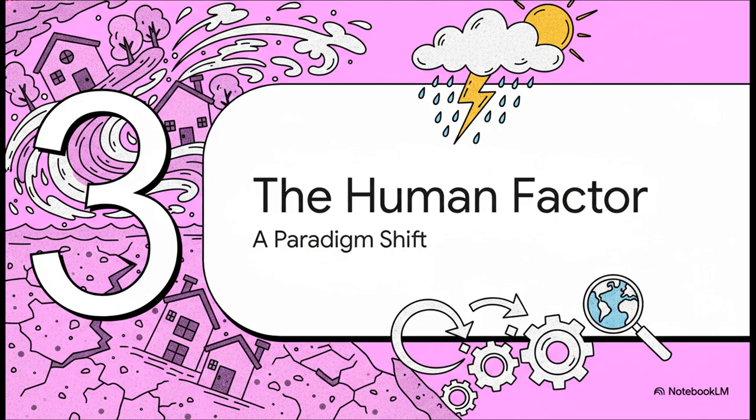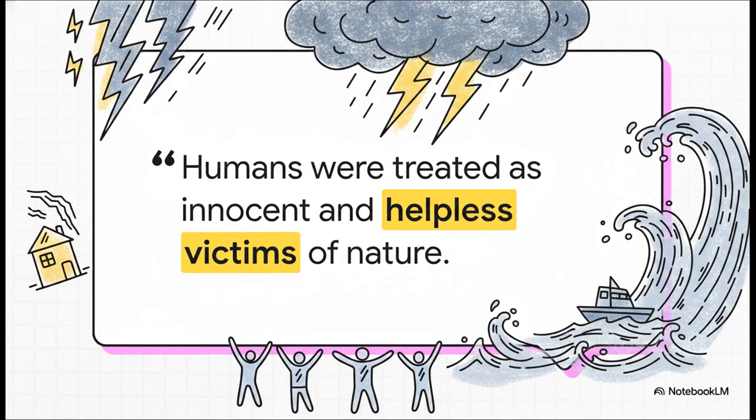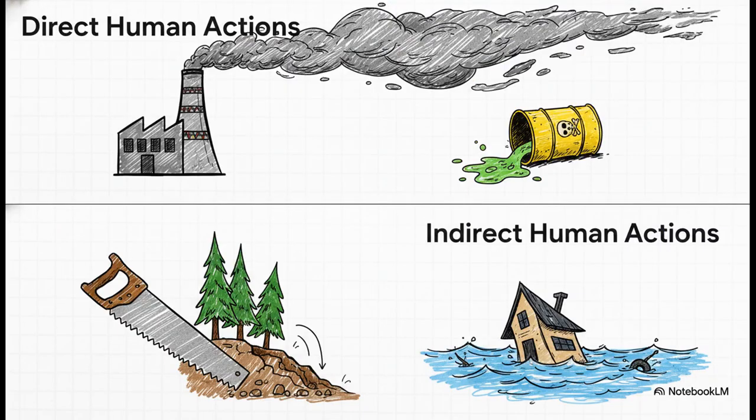Now, for section 3, let's talk about the human factor and a massive paradigm shift in how we view these events. For the longest time, whenever a community got pushed past its breaking point, we just blamed nature. Historically, we viewed ourselves as these completely innocent, helpless victims just standing at the mercy of mighty, uncontrollable natural forces. The thinking was basically, hey, the earth shook, the floods came, what could we possibly do? But today, yeah, we definitely know better.